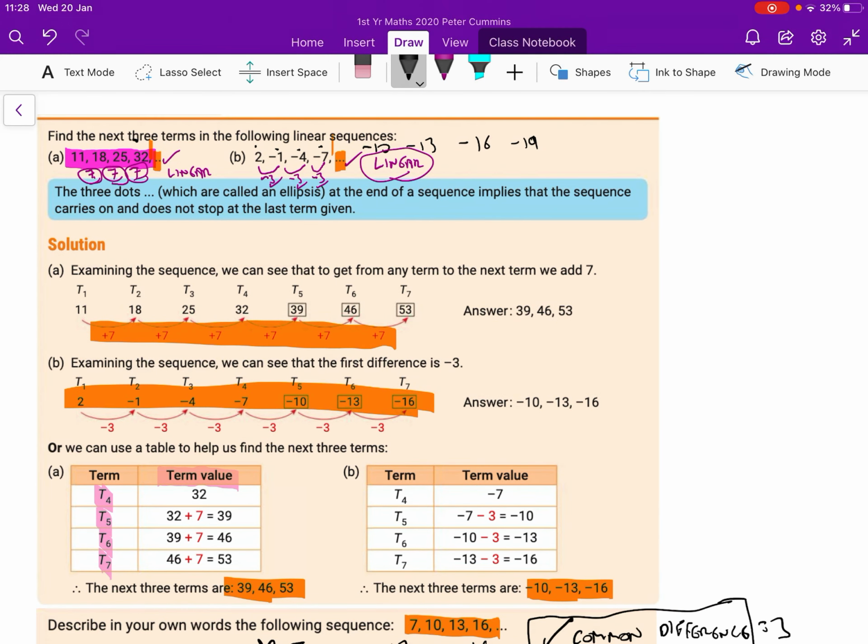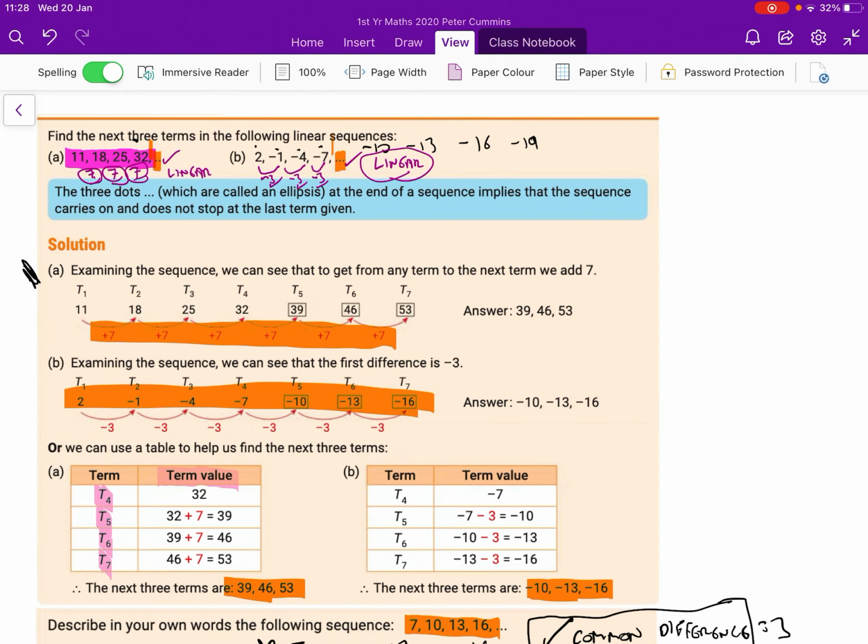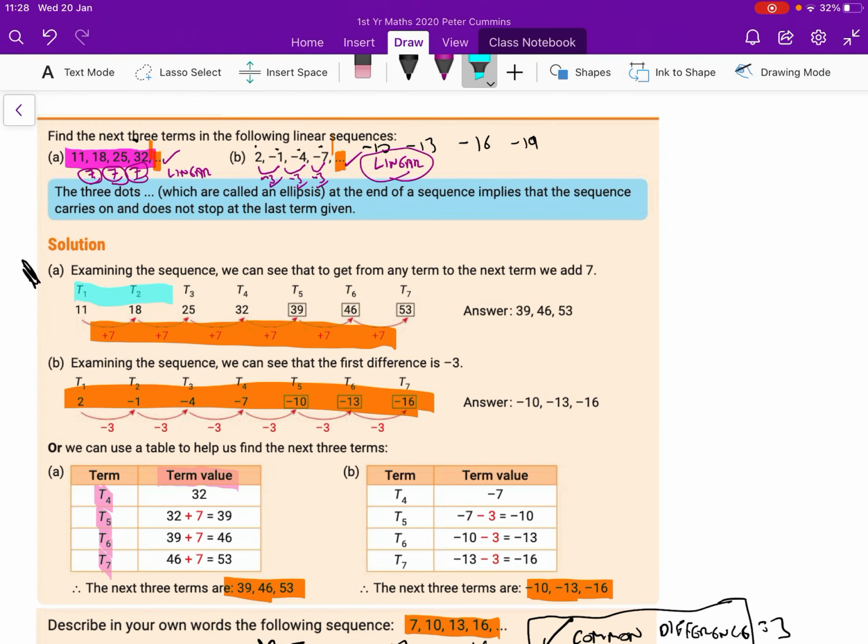Going down a bit further, they do a couple of examples out for us. So this example here, they write out the different terms for us: term 1, term 2, term 3, term 4, term 5, term 6. And they write out all the numbers in the pattern or the sequence, so number sequence. And they write out the differences. The differences between all of them is going to be 7. So this one here we could say is going to be linear. And this one here is going to be linear.